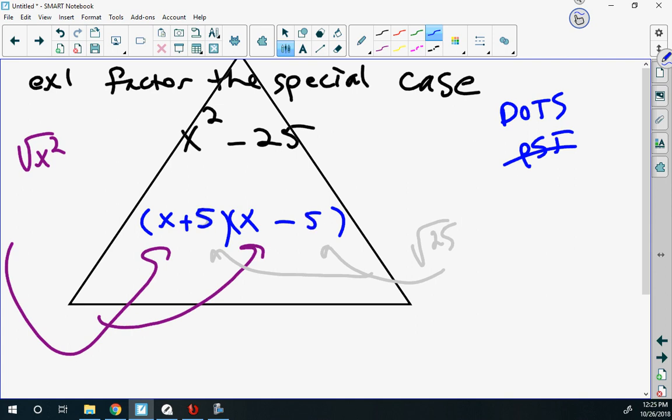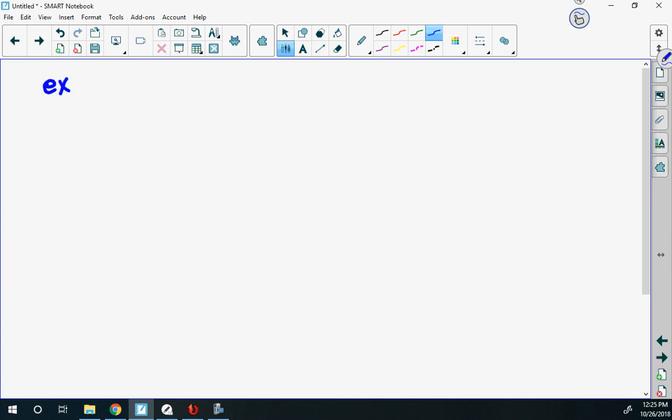What do you think of those? The thing is, you got to be able to recognize them. So far, so good. All right, example 2. Factor the special case.